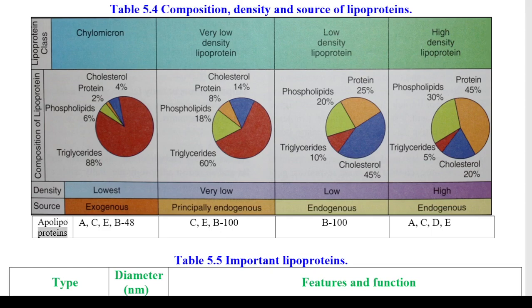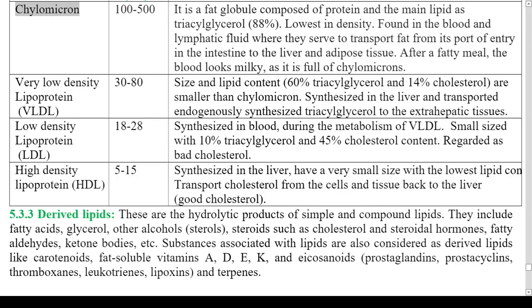Table 5.4: Composition, density, and source of lipoproteins. Apolipoproteins: A, C, E, B48; C, E, B100; B100; A, C, D, E. Table 5.5: Important lipoproteins. Type, diameter in nm, features and function.